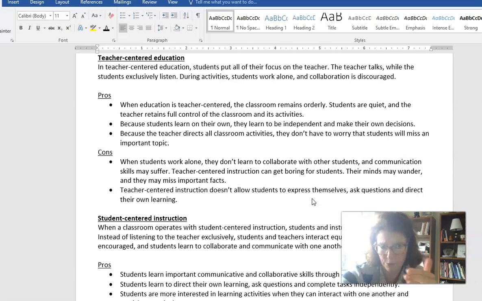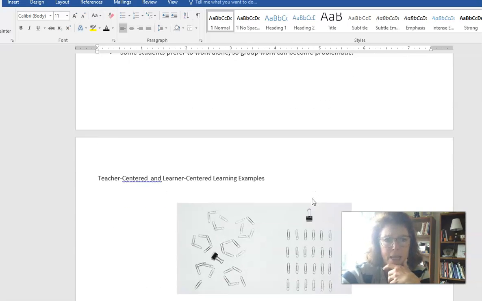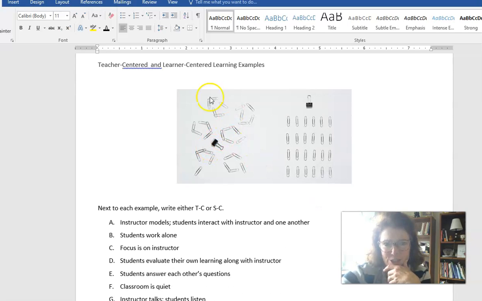So I just wanted to make sure that you understood these and the difference, and quickly to go over theirs, and there's our teacher with our groups versus teacher-centered. Okay, so quickly, instructed model. Students interact with instructor and one another. That's student-centered. Student works alone. Teacher-centered. Focuses on the instructor.